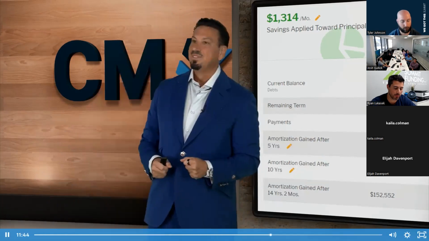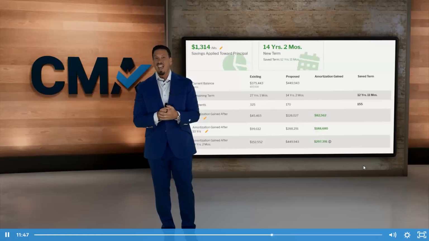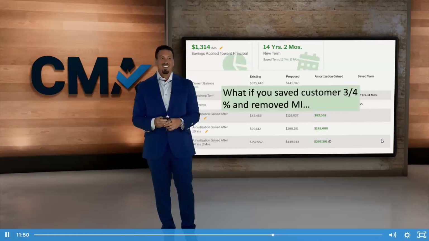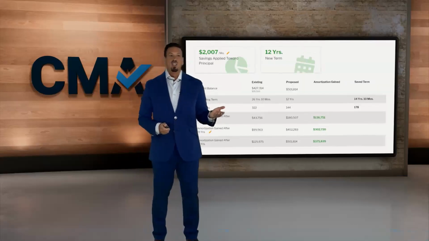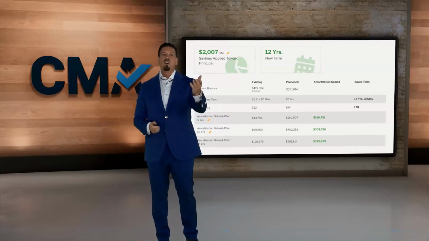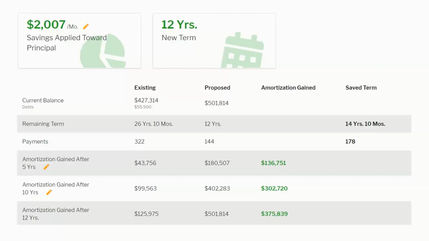Which begs the question, what happens if interest rates actually were improving? If your customer saved 0.75%, or if they had mortgage insurance, what would happen? Well, in this particular case, you would put them in a wonderful position where it'd be closer to $375,000 and just 12 years left on it.